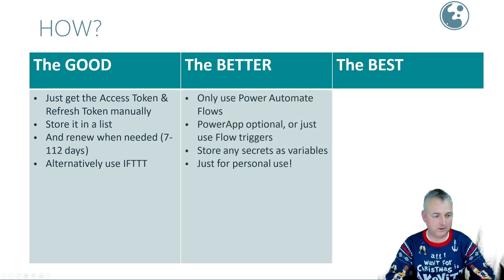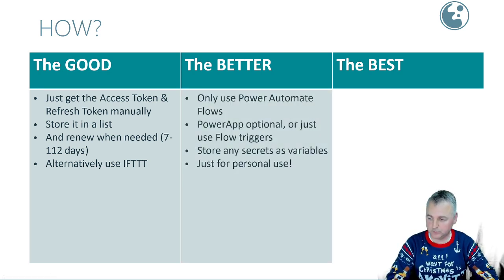A better solution would be to look at Power Automate flows. The Power App is really optional if you just want to automate stuff, but it brings a nice user interface to the whole. You can use flow triggers instead of Power Apps if you want to do that. You can store any secrets, like when you go to a remote API, then you need to have a client ID, a client secret or something, and store that somewhere. That's sensitive information. Everybody that gets access to that can also start doing something against your Hue system.